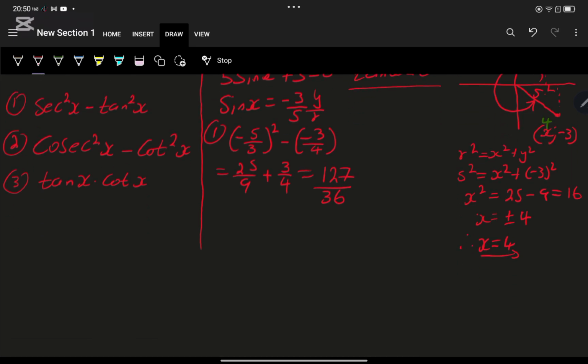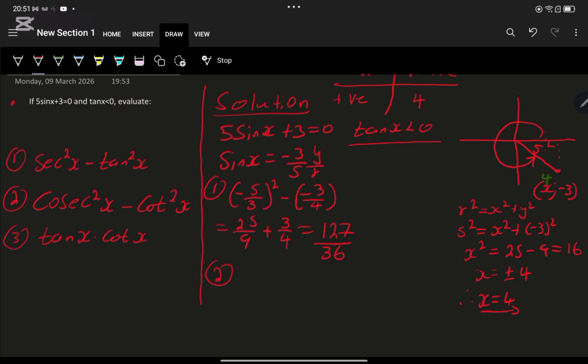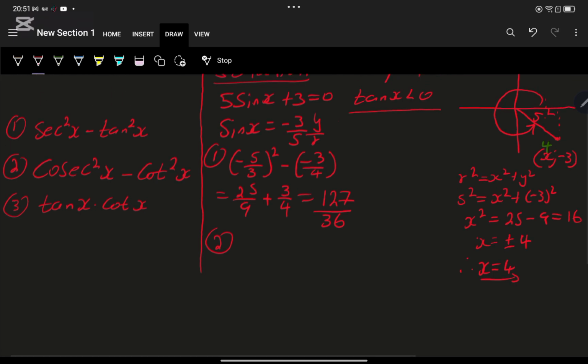Now, let's go and look at question 2. So question 2 says, cosec squared x. Cosec is the reciprocal of sine. So let's find what is the ratio of sine. The ratio of sine is what is given, is -3/5. Therefore, for cosec, that will be -5/3 squared minus cot squared x.